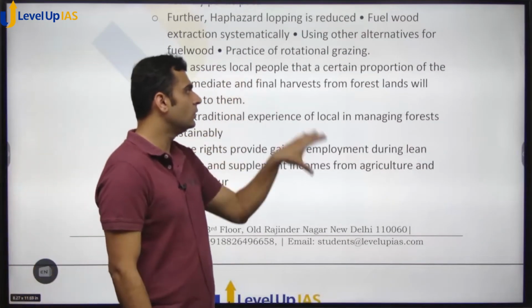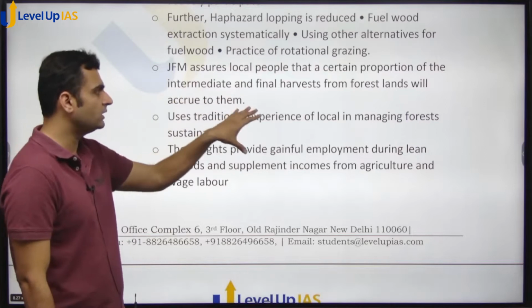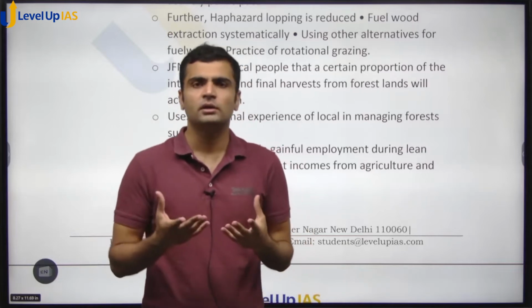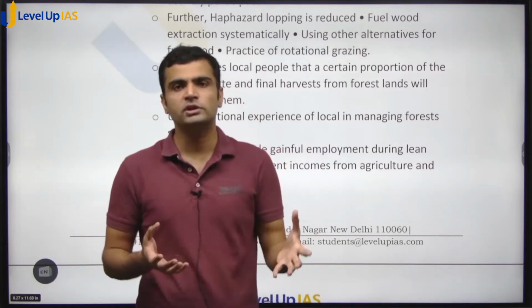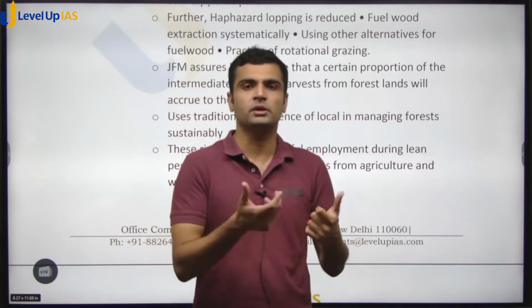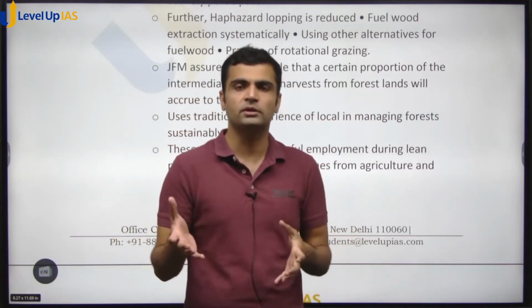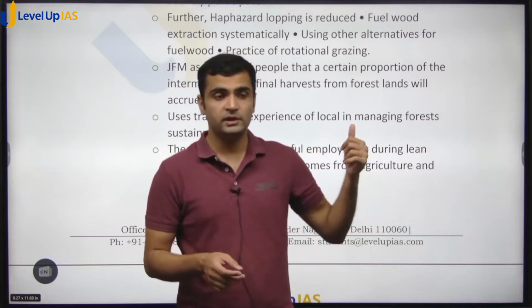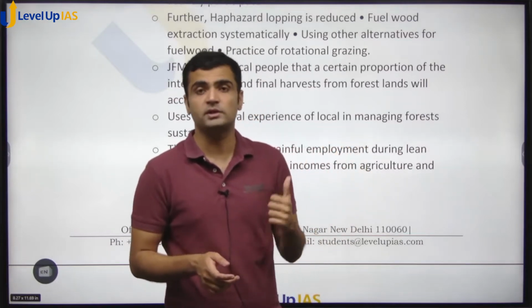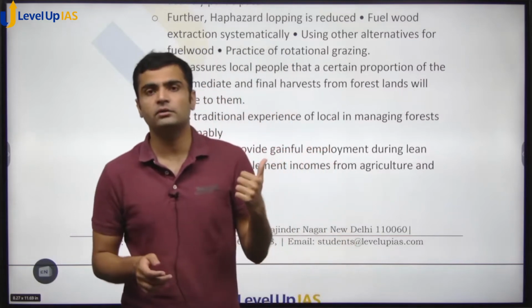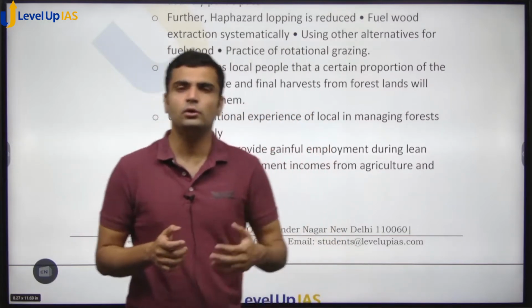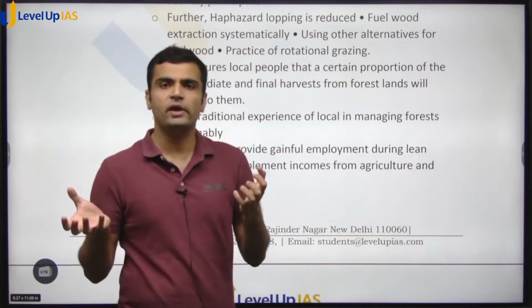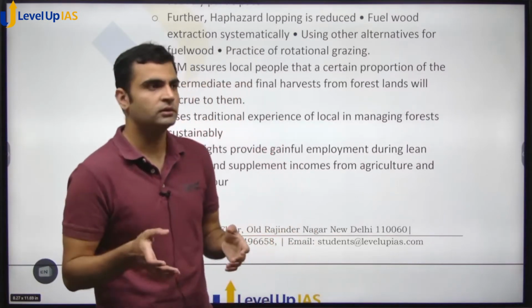JFM basically assures local people a certain proportion of the intermediate and final harvest from forest lands that is going to accrue to them. So basically, if we are getting some income from the forest with ownership, local communities are assured of some income, maybe partial income or full income, depending on what kind of income it is. So if that is assured to them, that is helping them in lean periods when agricultural activities are not conducted. So if they have that kind of economic stability and support, then they don't need to go for these illegal activities, and they rather protect their forest, because their lives are already dependent and interwoven with forests. So they have incentive to do that.